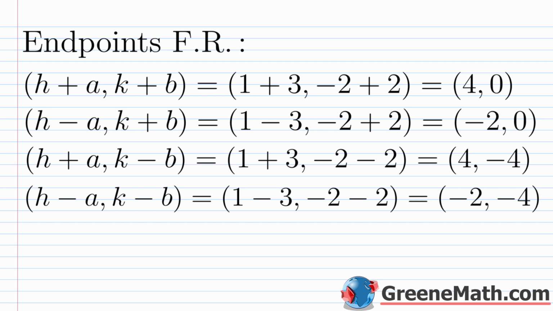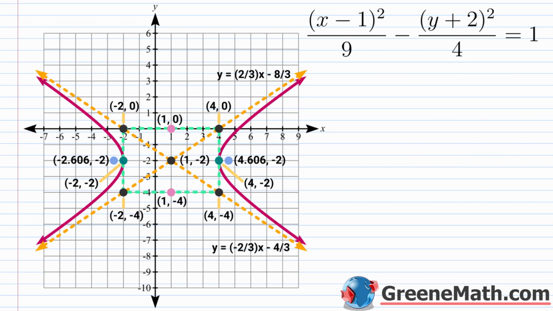In terms of the endpoints for the fundamental rectangle, again, you're just plugging in. You're going to get 4 comma 0, -2 comma 0, 4 comma -4, and -2 comma -4. So coming down to the graph, I will take my time again on this one. I'm not going to take as much time as I did on the first one, so I won't be going into as much detail, but we will take some time on this one, and then we'll pick up the pace on the next ones. I'm going to rewrite this.